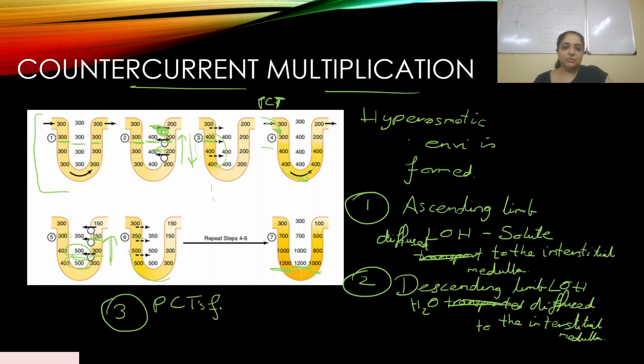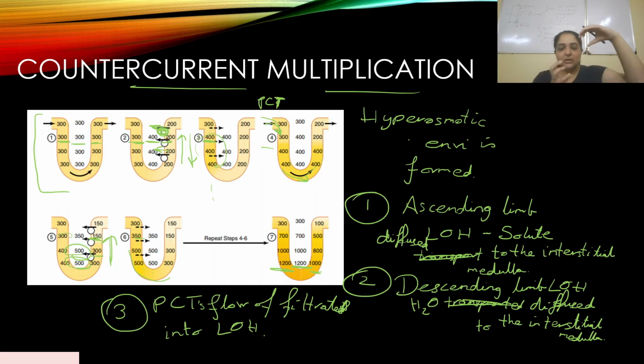PCT's flow of filtrate into the loop of Henle. So when PCT drops in its filtrate into the descending loop of Henle, whatever liquid is there in the loop of Henle will get pushed down into that U-shaped region. Okay, it stays there like that.